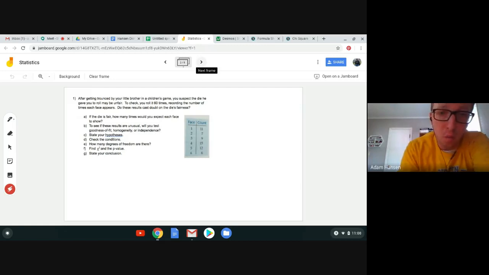So we have what each face shows. You rolled a 1, 2, 3, 4, 5, or 6, and we rolled this many times for each value. I got 11 1s, 7 2s, 9 3s, and so on. So this is my observed data. This is what I actually rolled.